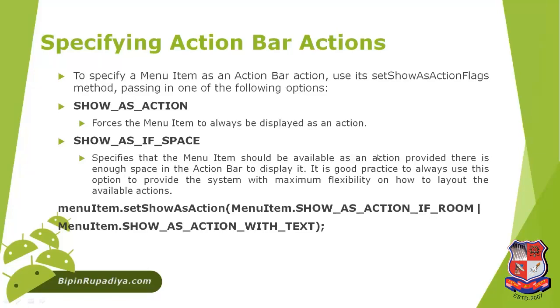To specify these menu items, first you need to create a menu, and in that menu we have previously created three menu items: red, green and blue. If you need any particular item on the action bar, then you need to set certain flags. Just see the two flags listed right here, that is show as action if space, or show as action if room.